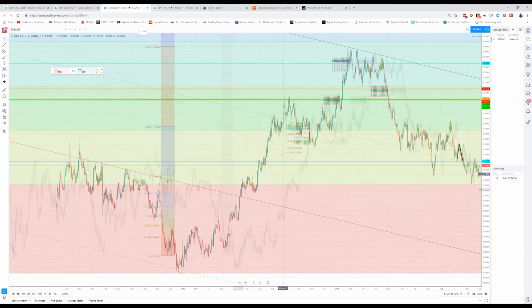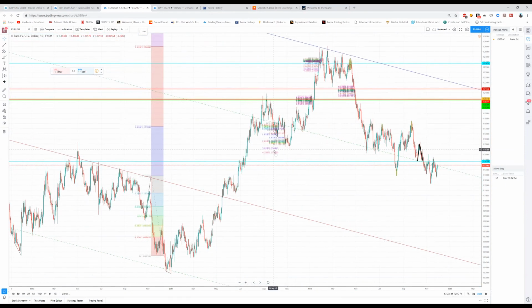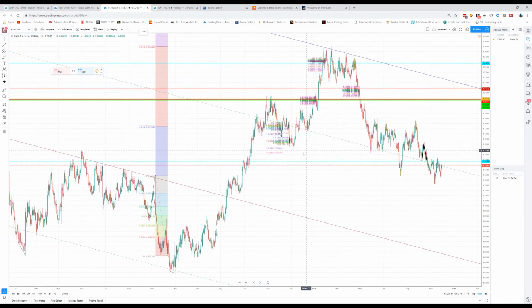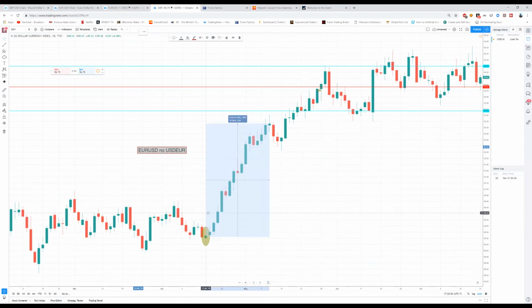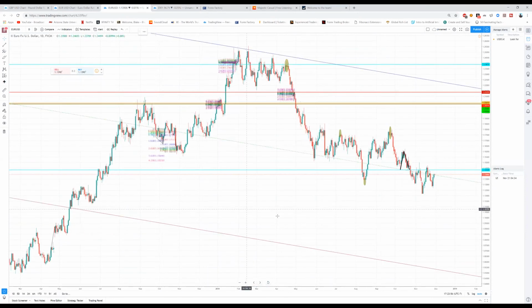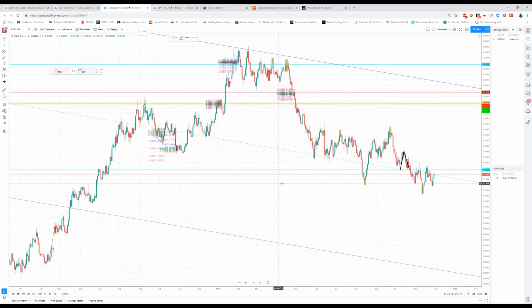I have these giant ugly fibs on here. I'm gonna delete these. It's still pretty ugly. Why are these hazy? They're hazy for me. That's weird. Oh well. So we're looking at April 17th. They mark the exact day with a vertical line. So again, the very day that this doji happened, April 17th, 2018.